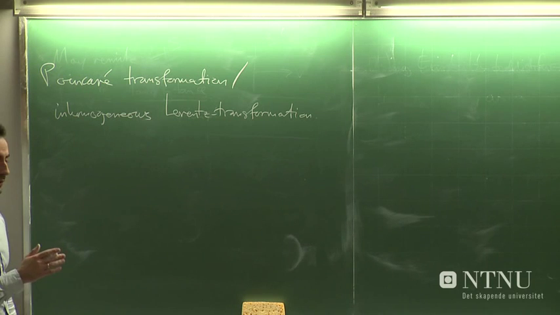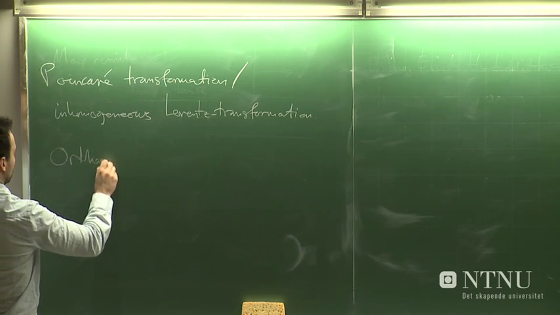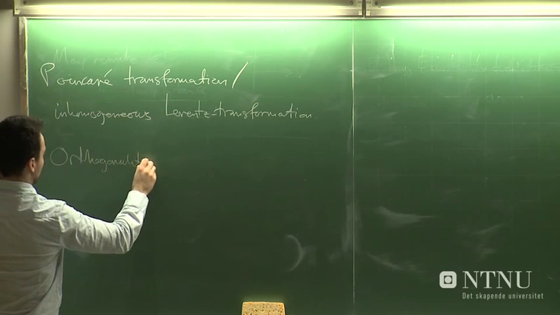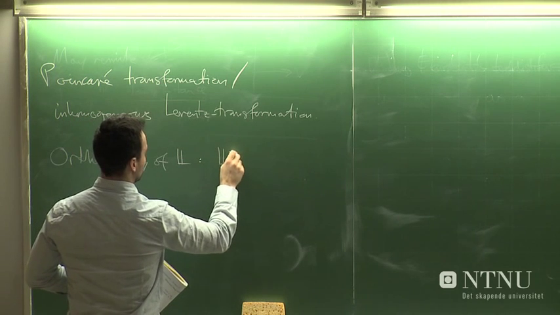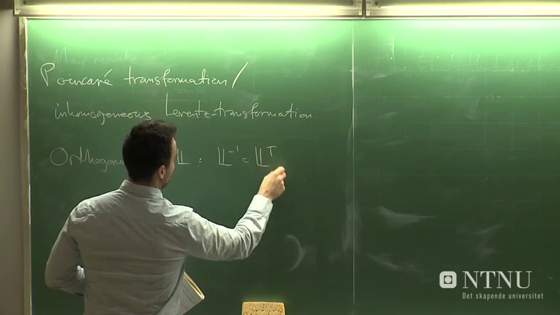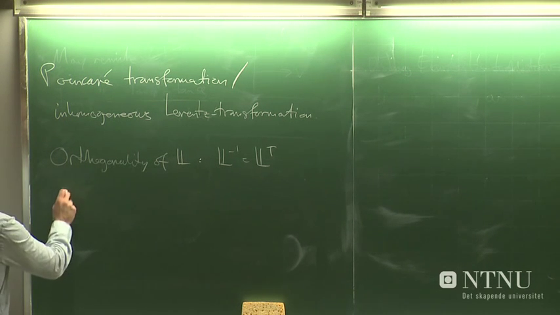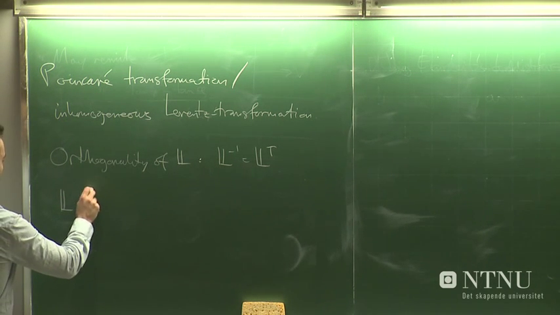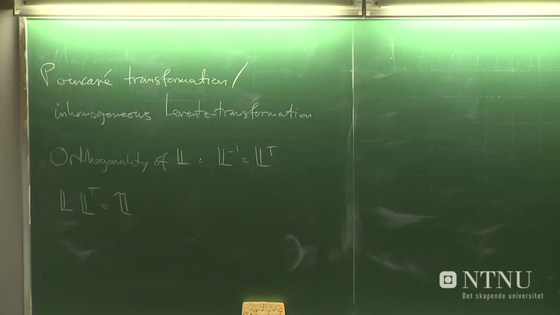Now, due to the orthogonality of L, we know that its inverse is equal to its transpose. So we have this. And this equation provides us with 10 conditions on the elements of L.